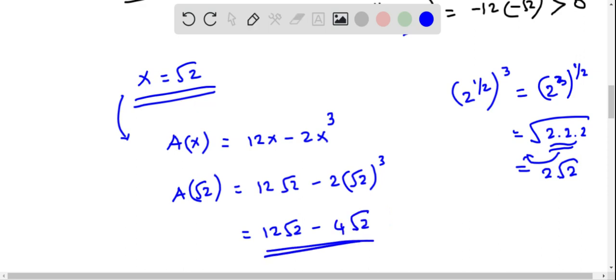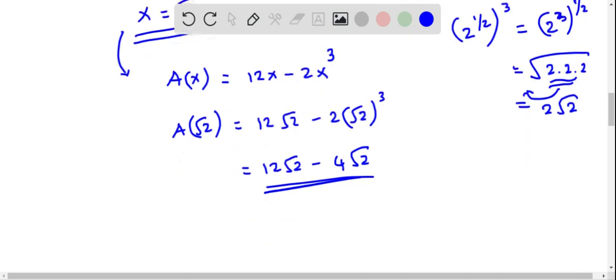And these two are like terms, that is 12 root 2 minus 4 root 2, and this is going to be 8 root 2. So we found the maximum area of the rectangle equals 8 root 2.